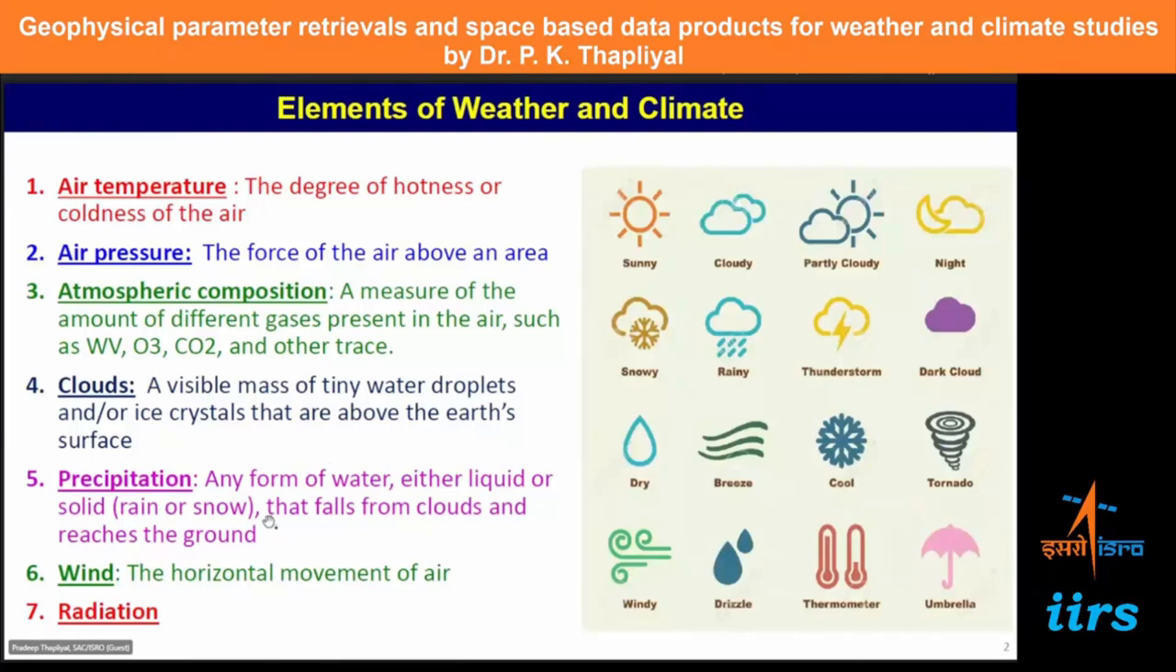Then radiation. Radiation is basically the source of energy in our Earth and atmospheric system. So these are basic parameters, or very basic elements of weather and climate that we need to study to understand the atmosphere and to do weather prediction. And how we can derive these elements or these parameters from satellite, that we will be discussing in today's lecture.